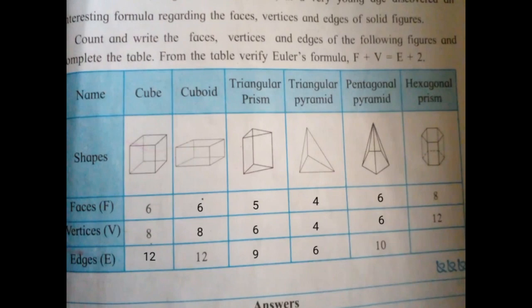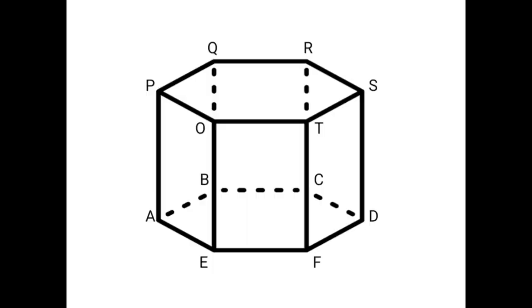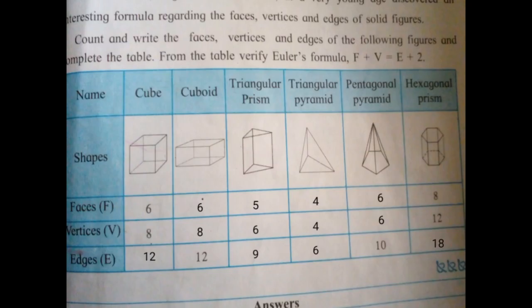Now we'll count edges of hexagonal prism. Segment PQ, segment QR, segment RS, segment ST, segment TO, segment OP, segment AB, segment BC, segment CD, segment DF, segment FE, segment AE, segment PA, segment OE, segment TF, segment ST, segment QB and segment RC. Altogether, there are 18 edges of hexagonal prism.